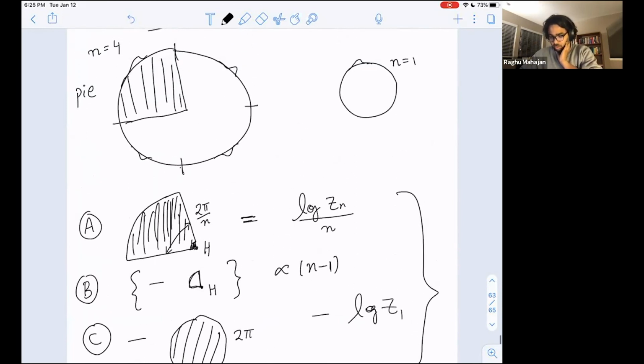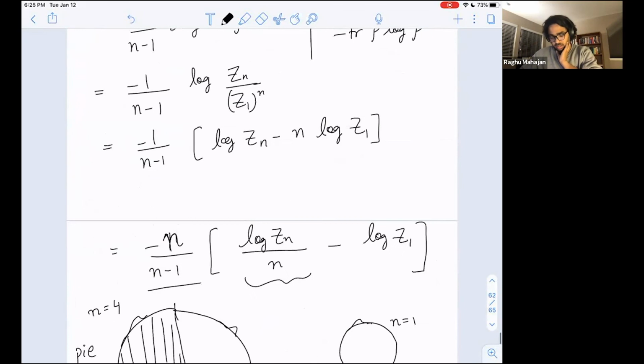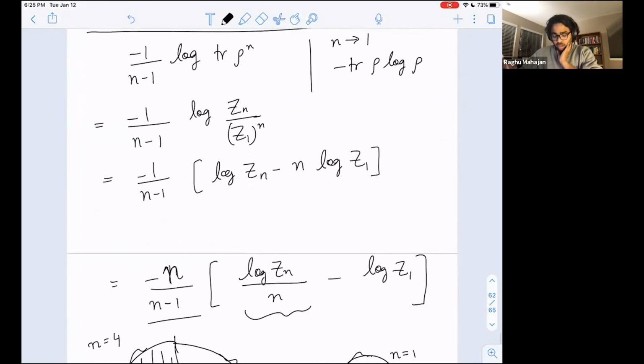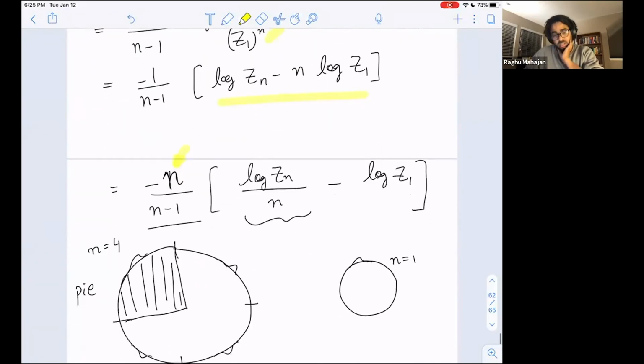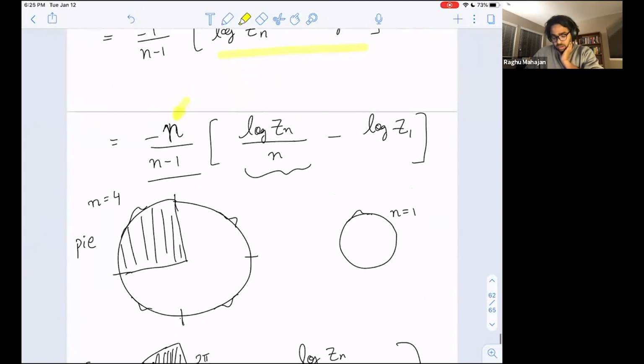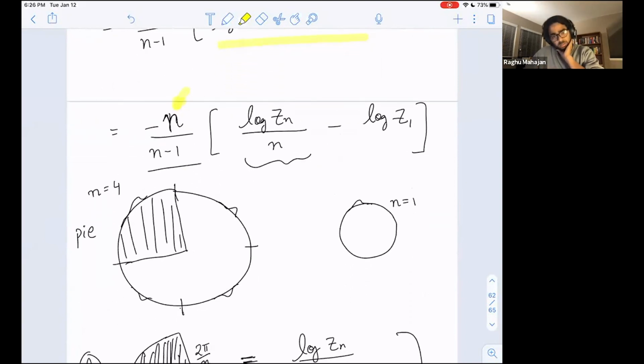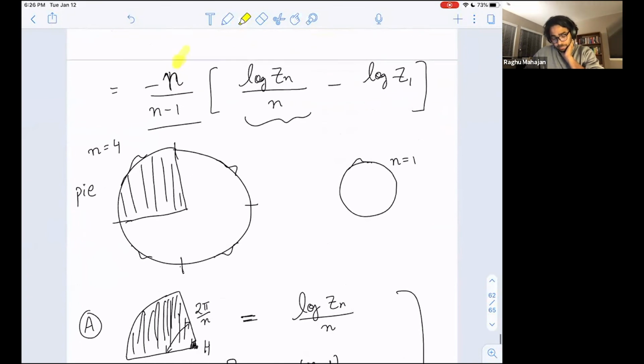Let me recap it. So we start with this entropy, the Renyi entropy, trace rho to the n. It's equal to Zn over Z1 to the n and a log. We write it like this. We take out an n, so this is log Zn over n. And we had assumed that the bulk has a Zn symmetry, so we just look at 1/n of the geometry.